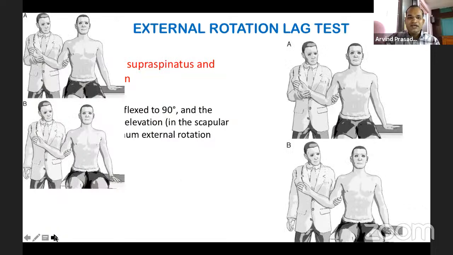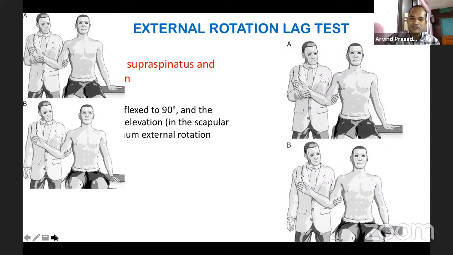The next is the external rotation lag test. This test is for both the supraspinatus and infraspinatus, in which the elbow is flexed 90 degrees and the shoulder is elevated in the scapular plane, and then external rotation is done by the examiner, and the patient is asked to keep it in external rotation while holding the arm in 30 degrees of flexion.